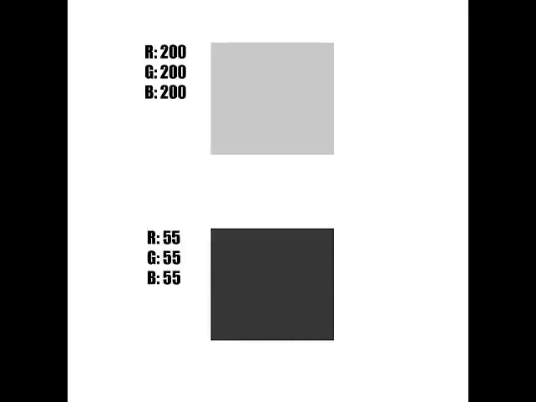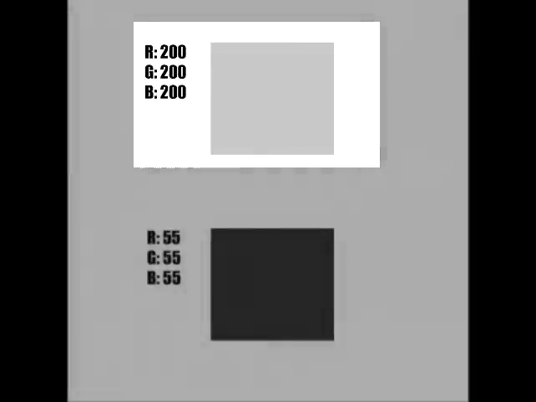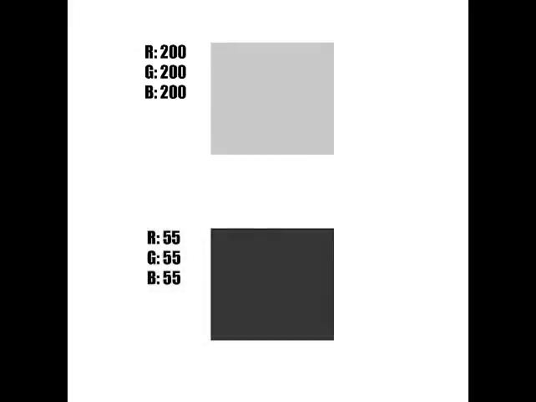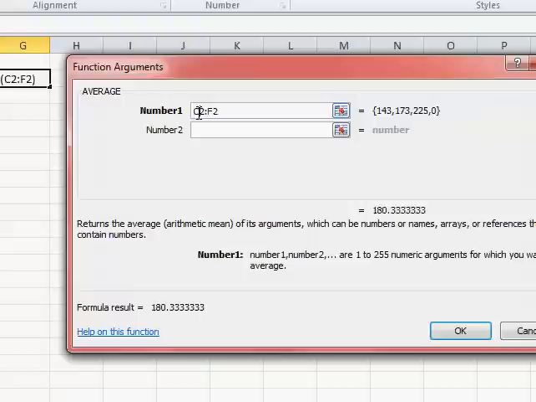Click Average. The reason we pick average is because the values of the red, green, and blue colors of a pixel have to be equal to one another to be a shade of gray. The higher the number, the lighter the shade of gray will be, and the lower the number, the darker the shade will be. Type in C2, E2, since those are the cells that contain the numbers we want calculated.